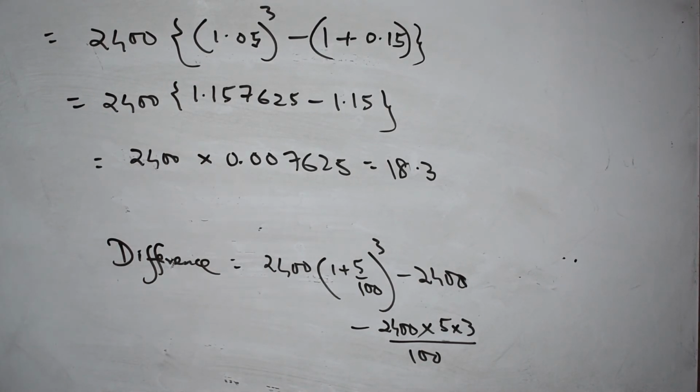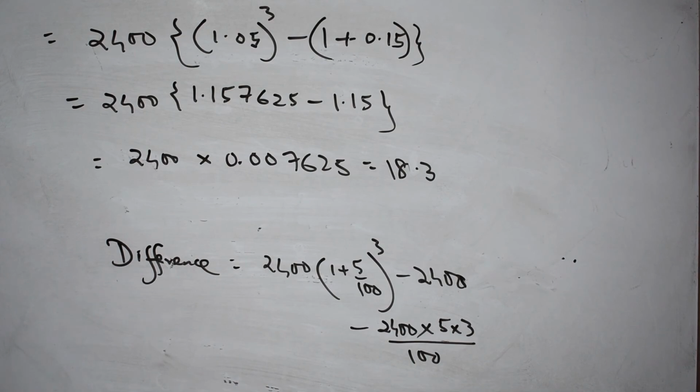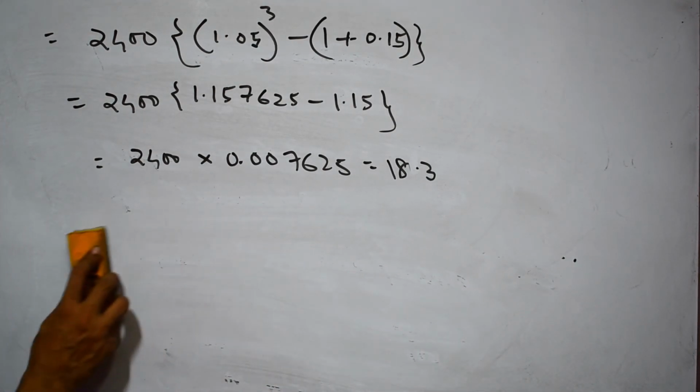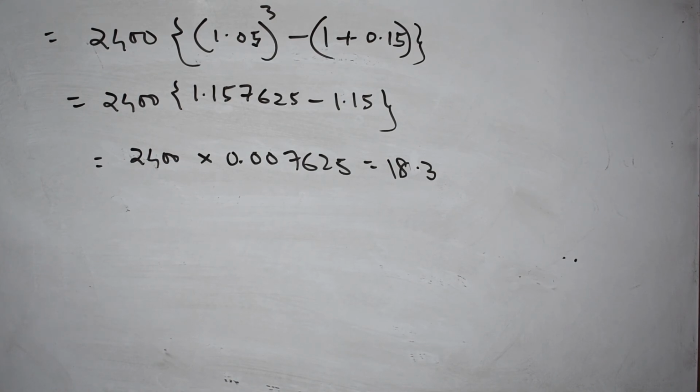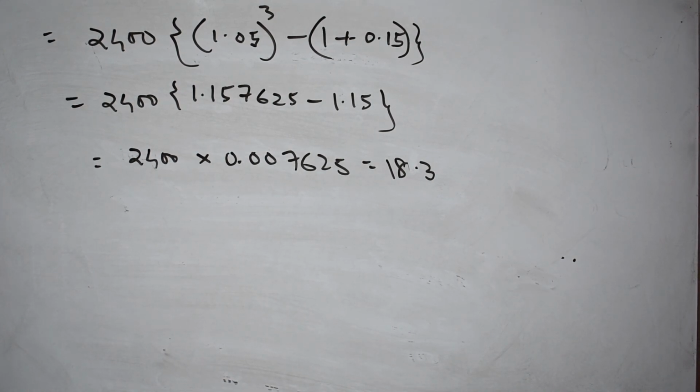So that's all for today. That is regarding compound interest. We have discussed mainly basic ideas of compound interest, and we have seen different problems of loan, investment and depreciation, and finally effective rate and how to calculate the CI and SI difference.